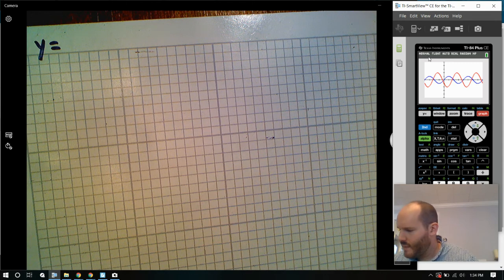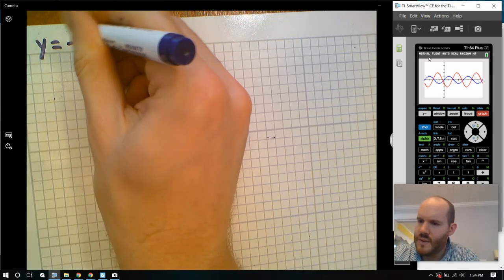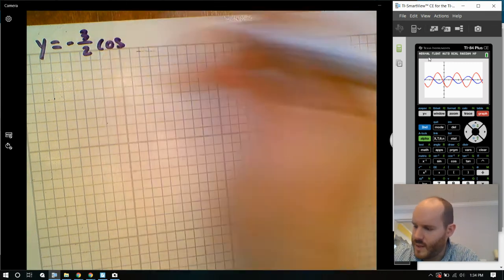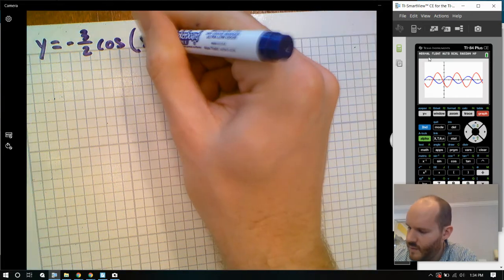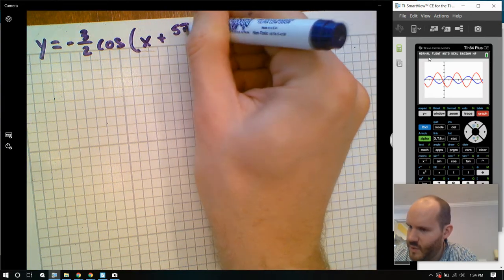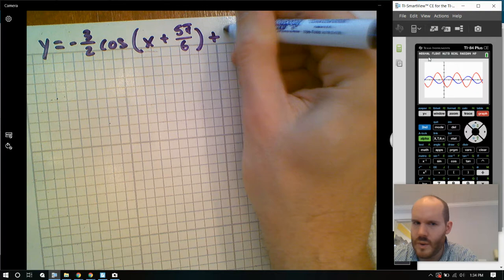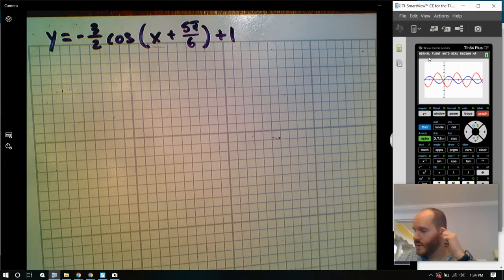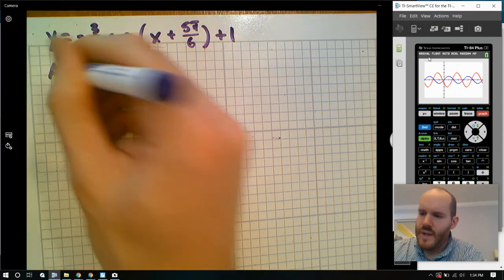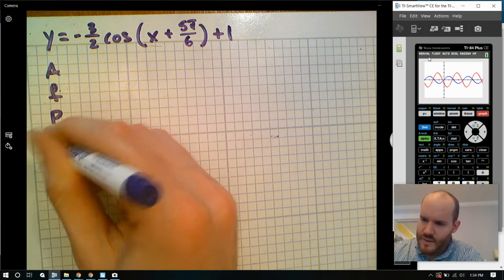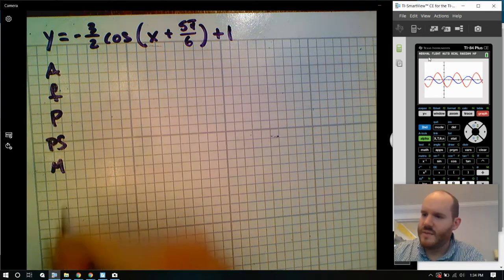Okay. And I'm going to graph y equals -3/2 cosine of x plus 5 pi over 6, plus 1. So I'm going to go through my characteristics: amplitude, frequency, period, phase shift, and midline. I'm going to identify these 5 things.